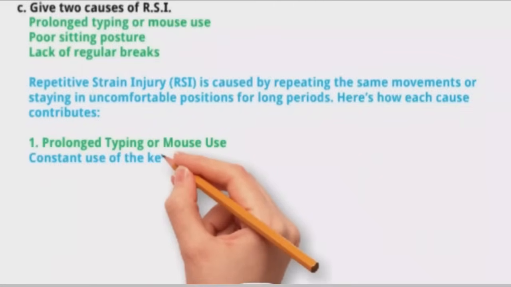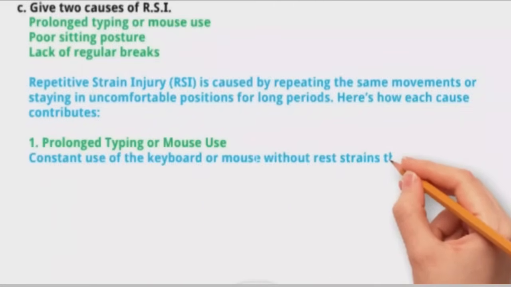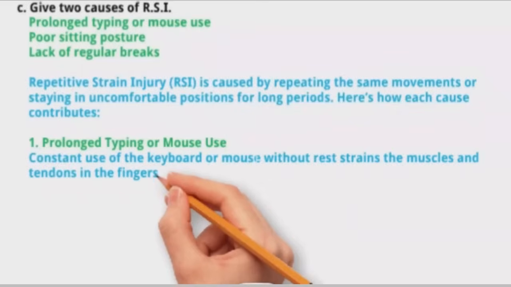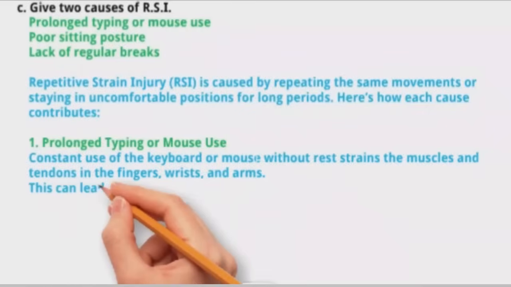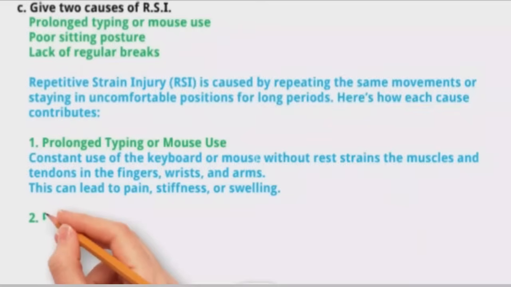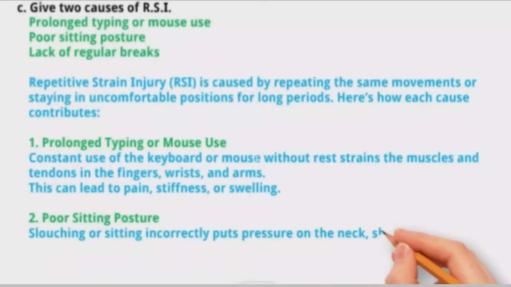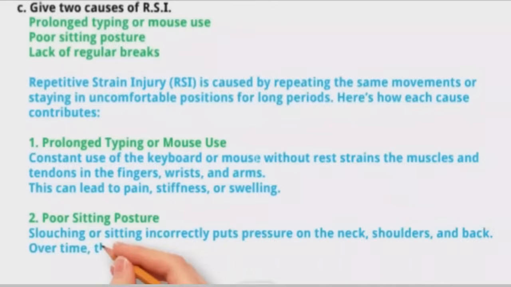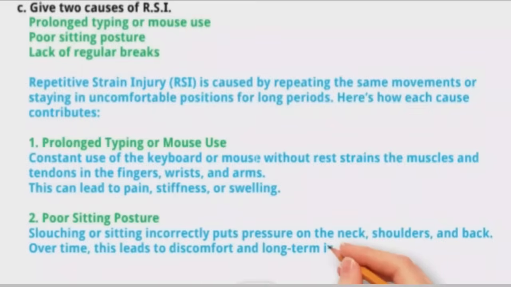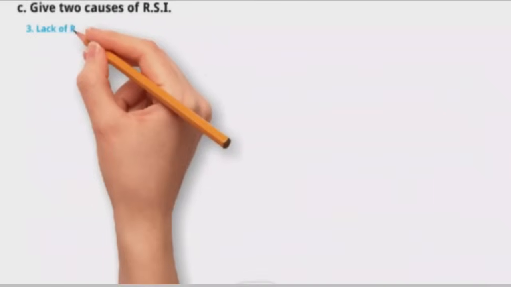1. Prolonged typing or mouse use. Constant use of the keyboard or mouse without rest strains the muscles and tendons in the fingers, wrists, and arms. This can lead to pain, stiffness, or swelling. 2. Poor sitting posture. Slouching or sitting incorrectly puts pressure on the neck, shoulders, and back. Over time, this leads to discomfort and long-term injury.